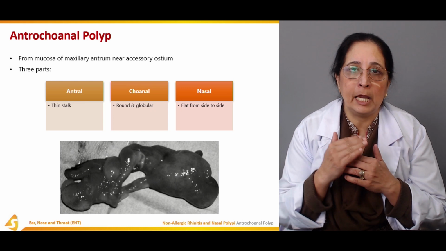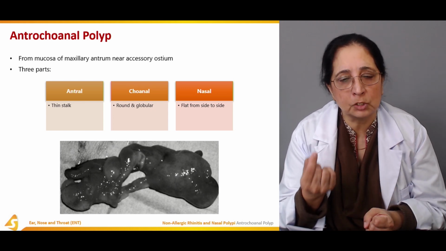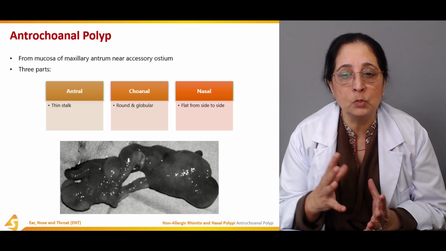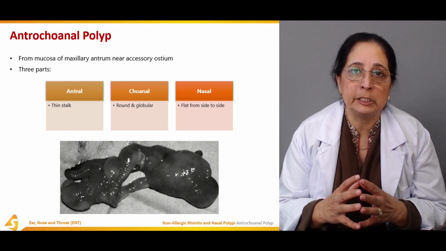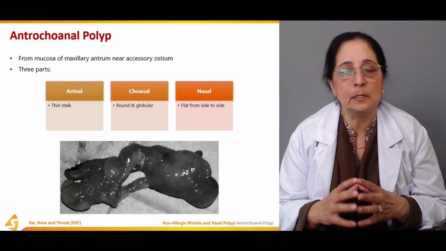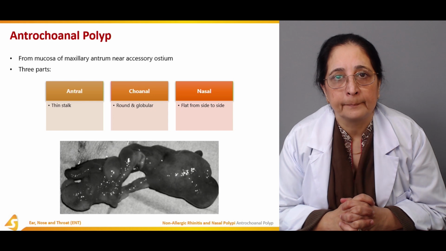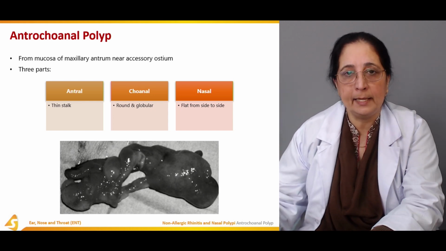So the three parts of antrochoanal polyp: we have the antral part, which is the thin stalk, then the choanal part, which is round and globular in shape, and then the nasal part, which is flat from side to side.